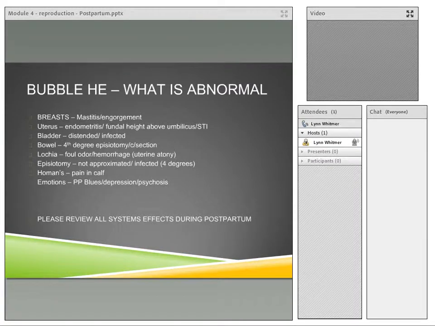Homan's sign, if we discover any pain of any kind in her leg at any time, this is a risk for DVT. May not be there, but let's check it out and ensure, because you don't want her to go home and then have a PE.